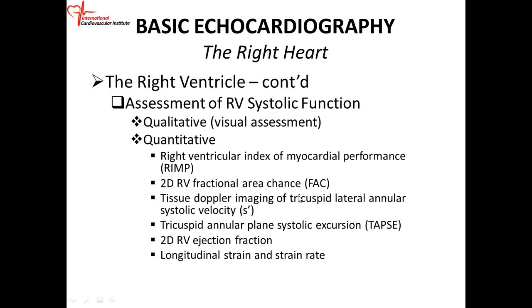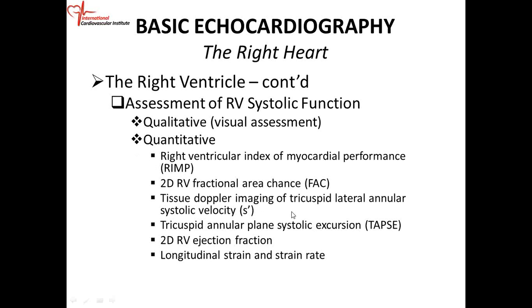Also, fractional area change, FAC. So this is two-dimensional RV fractional area change. It is really simple. It is done just like you would do ejection fraction, but it's an area change. So it would be the RV area in diastole minus the RV area in systole, divided by the RV area in diastole, and that is what we call the fractional area change.